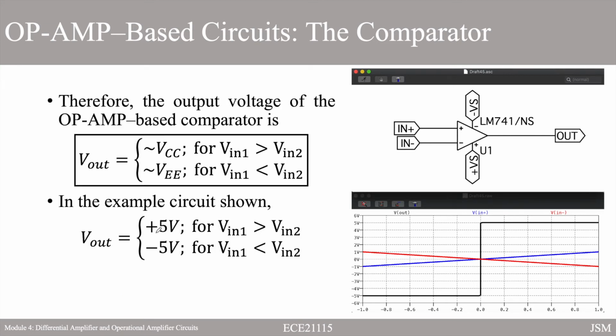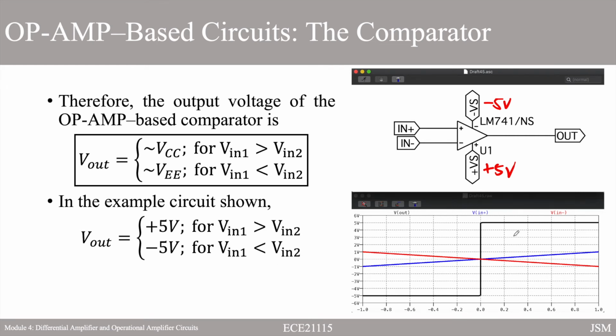So, ito po yung lalabas. So, if V in 1 is greater than V in 2 or the positive is greater than the negative, lalabas dyan is positive supply voltage which is VCC. And if V in 2 naman is greater than V in 1 or yung negative mas mataas kumpara sa positive, ang lalabas na ating output is the negative supply voltage which is VEE. In this case, ang ating circuit ay actually na-connect sa 5 volt and negative 5 volt supply. So therefore, kapag V in 1 is greater than V in 2, meron tayong positive 5 volt na output. And V in 2 is greater than V in 1, meron tayong negative na 5 volts sa output.